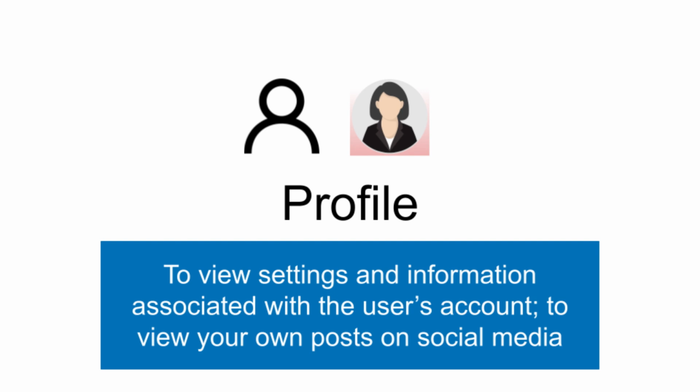The first icon we will discuss is the profile icon, which is used to view settings and information associated with your account. It is also often used to view your own posts on social media. The profile icon is characterized with a vague person-like figure. The profile icon can also be a profile picture that you usually set yourself. This is a cartoon version of a profile picture, but oftentimes it is a realistic picture of a person.